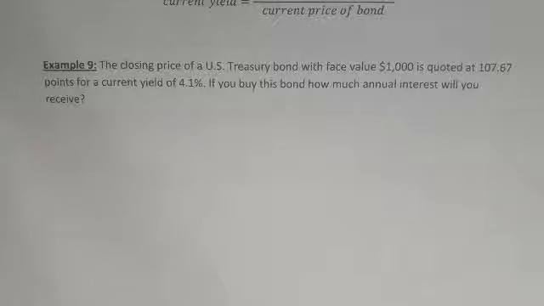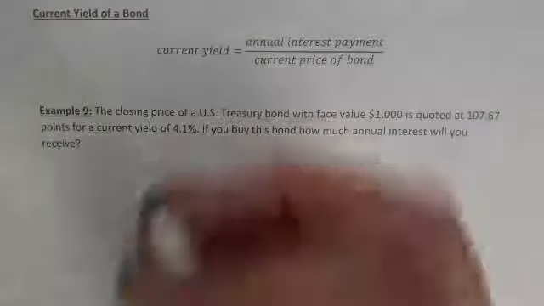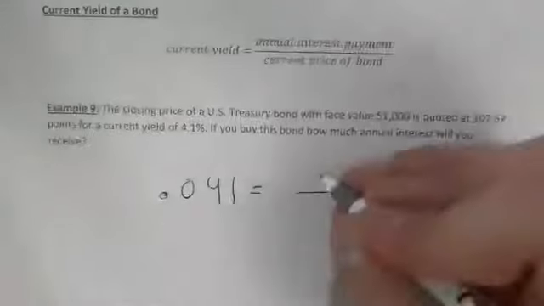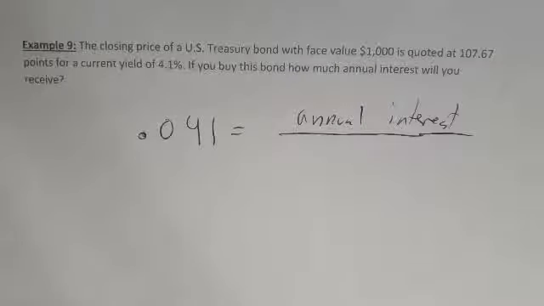So they tell us the face value is $1,000. It's quoted at 107.67 points, and it's got a current yield of 4.1%. If you buy this bond, how much annual interest will you receive? Current yield is 4.1% or 0.041, and this is equal to my annual interest divided by my current price of the bond. The current price of the bond is something you need to figure out.